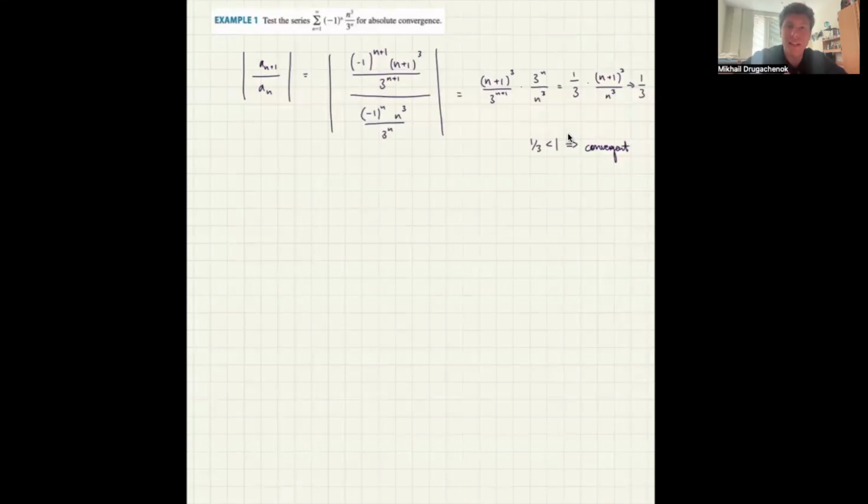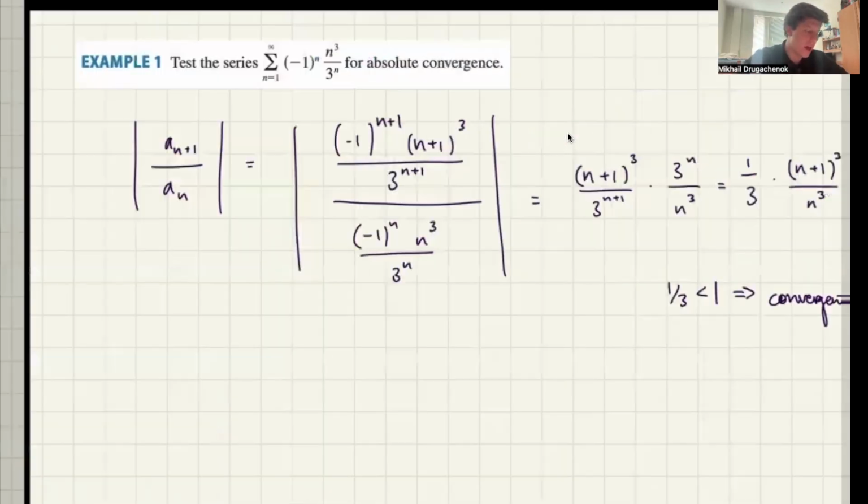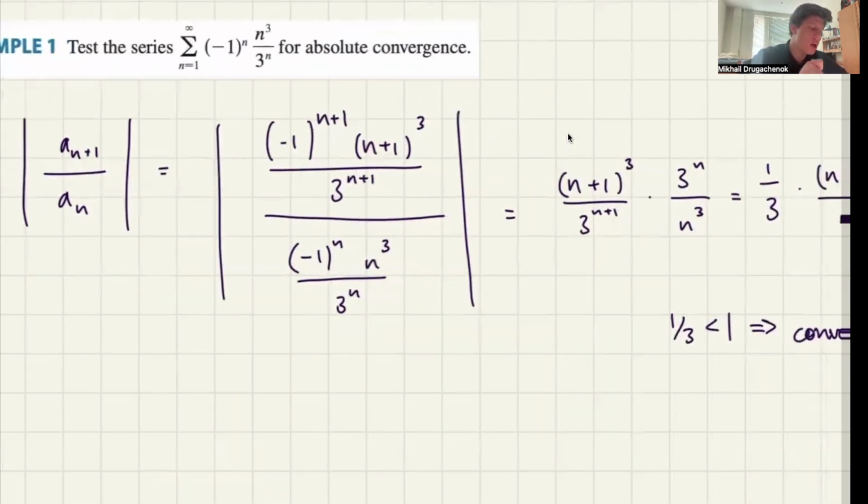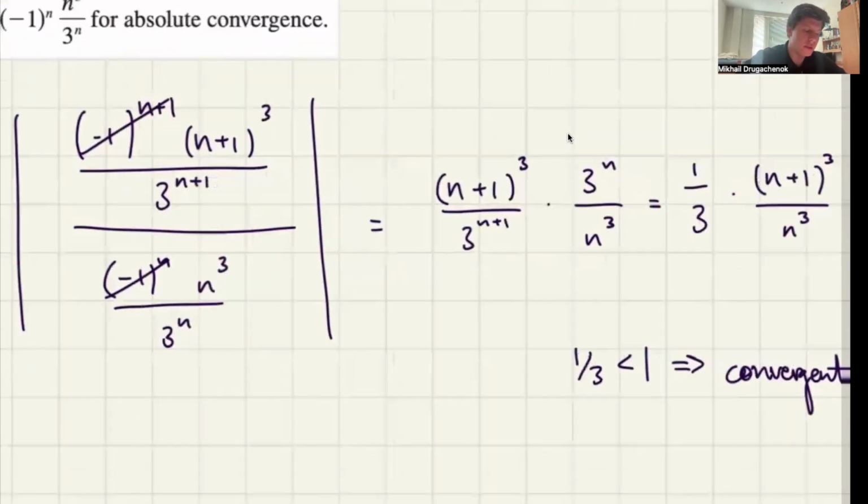So let's test the given series for absolute convergence. We set it up as the absolute value of the nth plus 1 term over the nth term. We get the following expression, from which we can cancel the -1 to the exponents simply because we have the absolute value. Then we get the following expression right here.